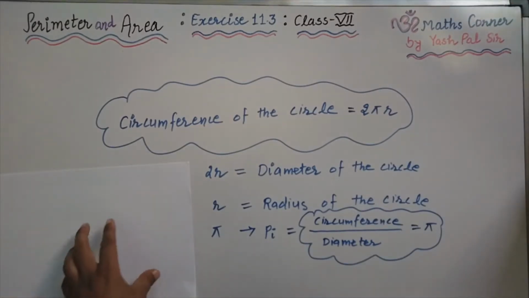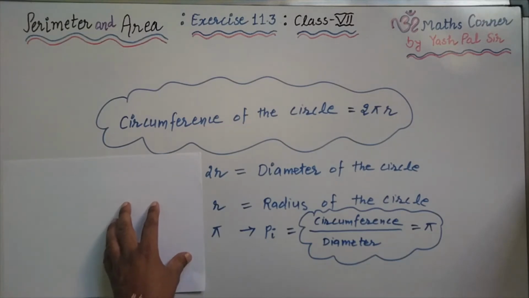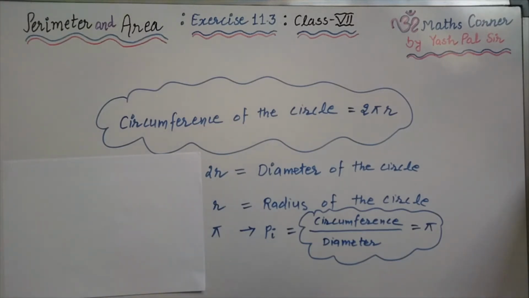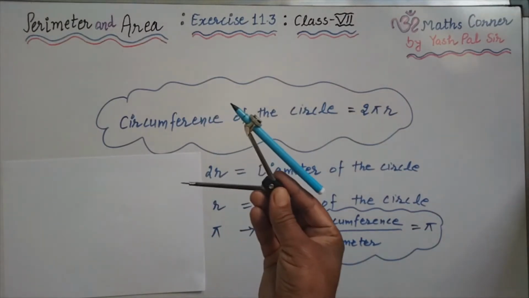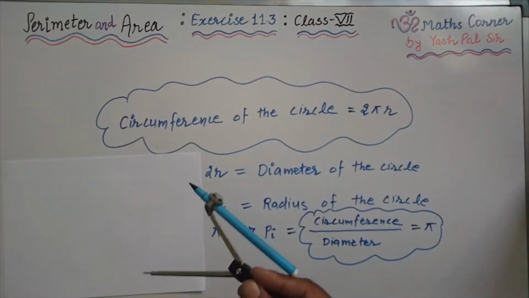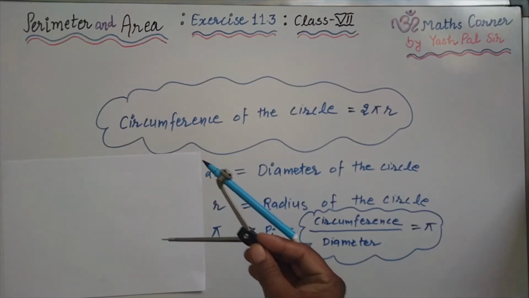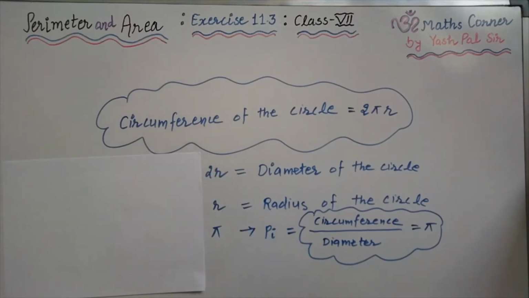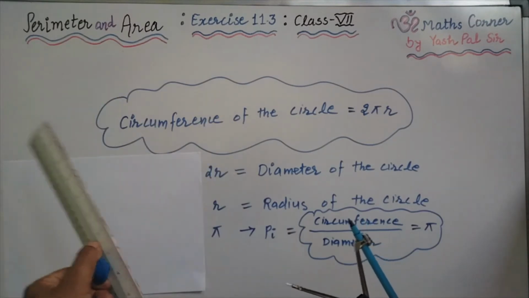Now to understand the meaning of pi, let us have one construction of the circle. What is the circle? I am taking the help of this compass. I am using the sketch pen so that the diagram will be visible to you very clearly. This is the scale I am using here.